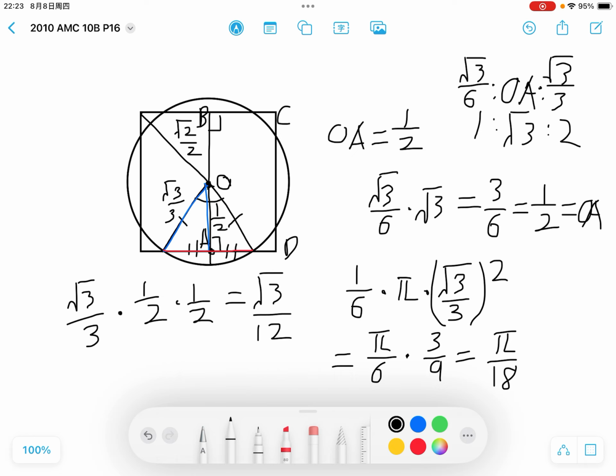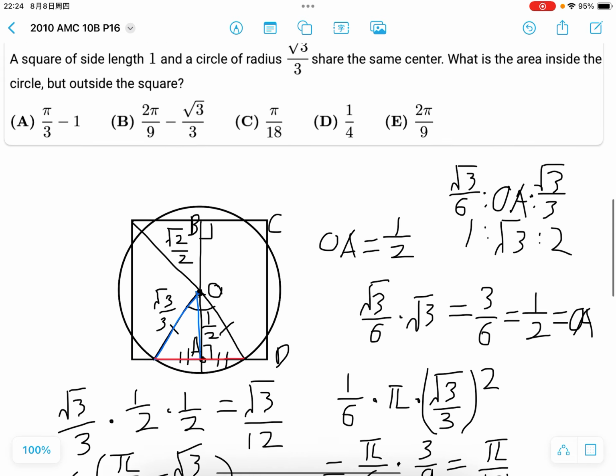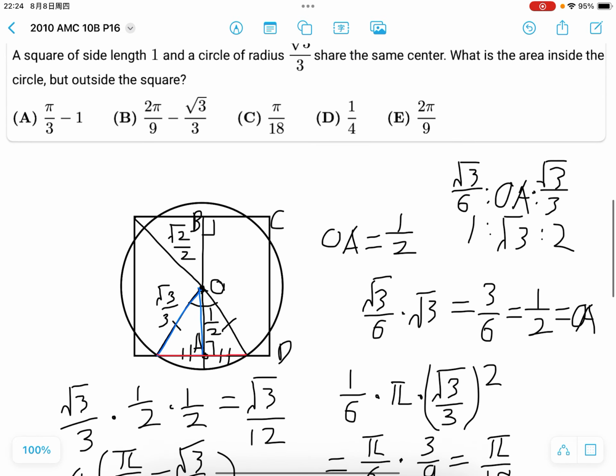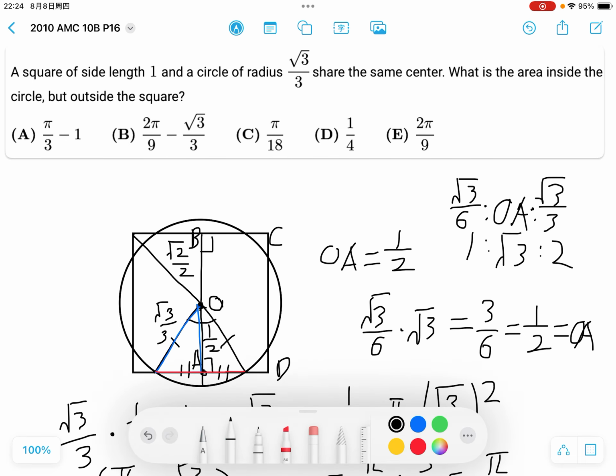So I want to subtract the area of my triangle from the area of my arc to get 1/4 of my final answer. So I have pi over 18 minus √3/12 times 4. If I just simplify this, by expanding and also simplifying fractions, I have 2 pi over 9 minus √3/3. So this is the answer to my problem. Now let's just see if there's an option up there. So there indeed is, and this is option B. So the answer here is going to be B.